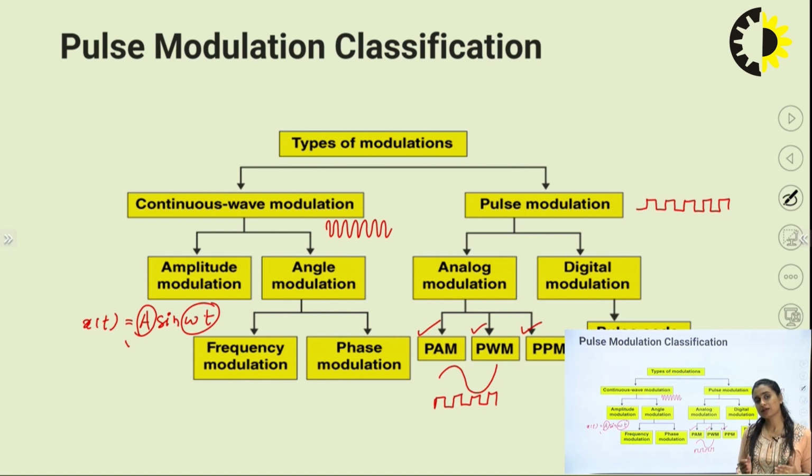And when we convert our analog signal into digital signal, there are steps that we need to follow. Number one step is called sampling. Number two is quantization, and number three is encoding. So when we need to convert our analog signal into digital signal so that we can further use digital mode of communication, then we need to follow these steps.